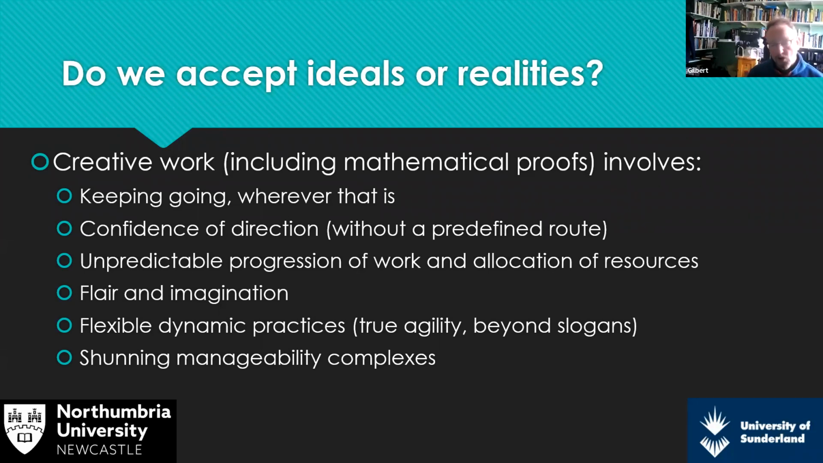That there's a lot of working and reworking and backtracking and lemmas and introductions. So our absolute archetype of the most systematic reasoning, a mathematical proof, is not the result of a sequential process. It's the result of quite random, chaotic creative work. And what you do in maths and elsewhere in all creative work is you keep going wherever that is. You've got direction without having a predefined route. But really, process, if it exists at all, and method, if they exist, they're in your rear view mirror. They are certainly not out of your windscreen.